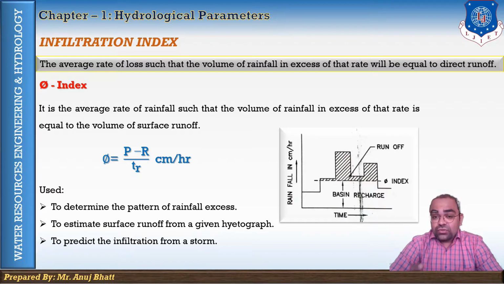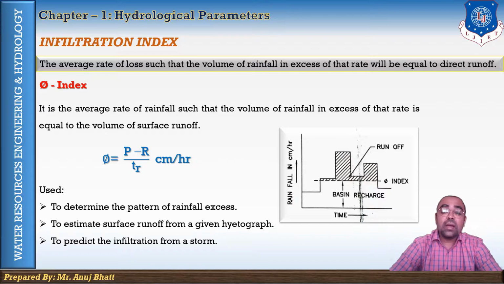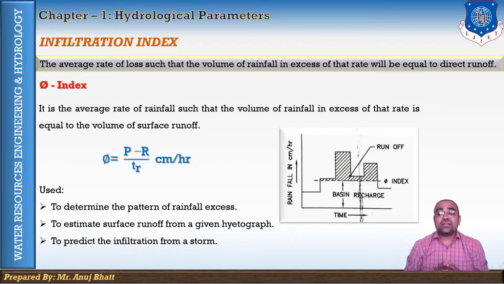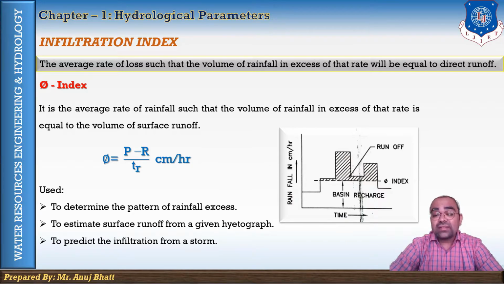If there is uniform rainfall over the basin, the infiltration index, that is the phi index, can also be determined by the equation suggested by the Central Water Commission, that is (I minus R) divided by 24. Here I is the intensity of the rainfall and R is the runoff in centimeters from the 24-hour rainfall. So this was all about the phi index.